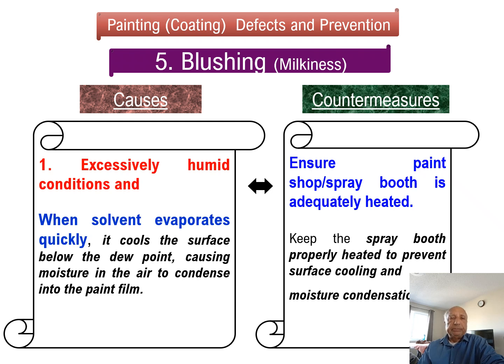Causes and effect of blushing. Cause number one, as we have discussed, is excessively humid conditions and when solvent evaporates quickly. When it evaporates quickly, it cools the surface below the dew point, causing moisture in the air to condense into the paint film. The countermeasure recommended is ensure paint shop spray booth is adequately heated. Keep the spray booth properly heated to prevent surface cooling and moisture condensation.